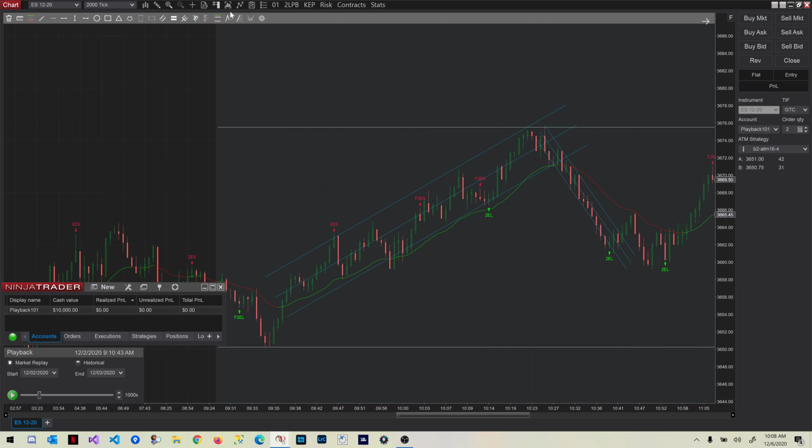So if you now enable the key entry points, you will see lots of entries disappearing, and those are the entries which are not occurring at a key entry point. So here, this entry is occurring at this line, at this trend channel, so that's a key entry point, and the same goes here.